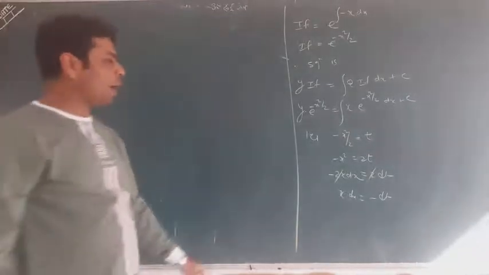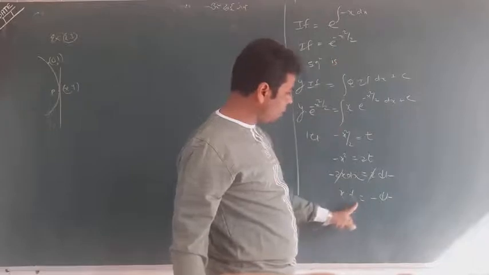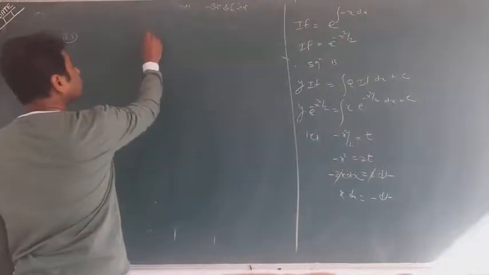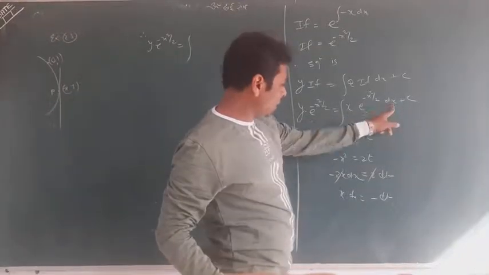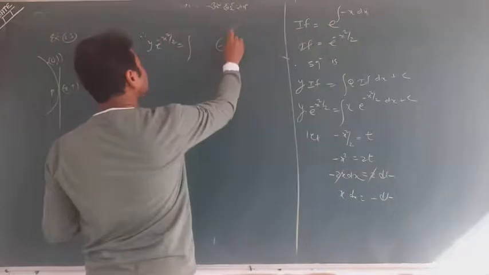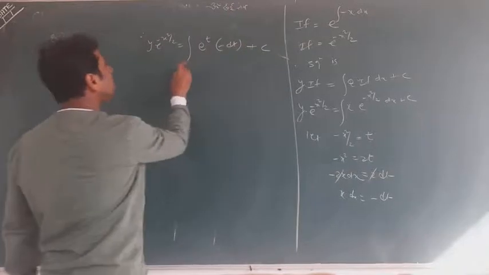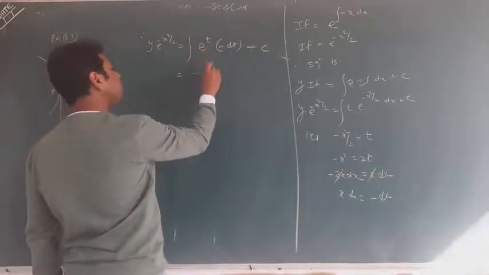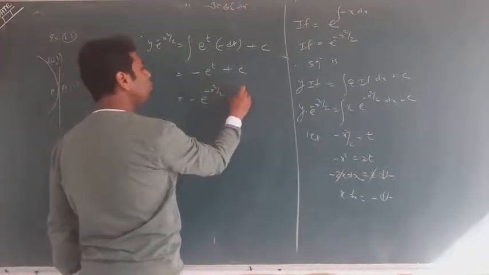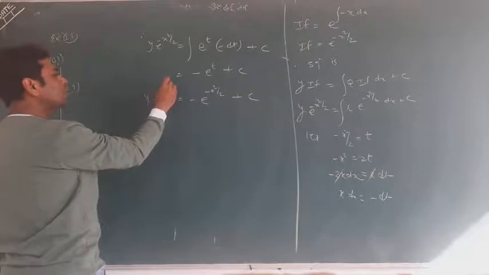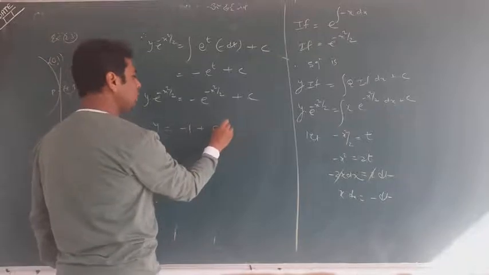Now after doing this, let me rub this section because everything has already been completed here. You already have found the IF, which is e to the power minus x square by 2. I have written x dx equal to minus dt. Now put in the values. y e to the power minus x square by 2 equals the integral of e to the power t, with x dx equal to minus dt, plus c. The minus comes out, and e to the power t has the same integration, plus c. Put the value of t, which is minus x square by 2, plus c. So y e to the power minus x square by 2, divide by e to the power minus x square by 2, it will be 1, and it will be y equals minus 1 plus c e to the power x square by 2.